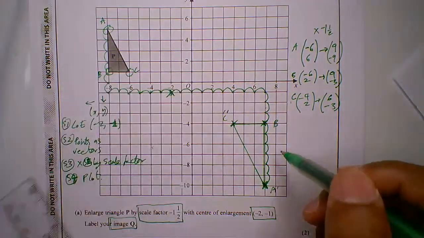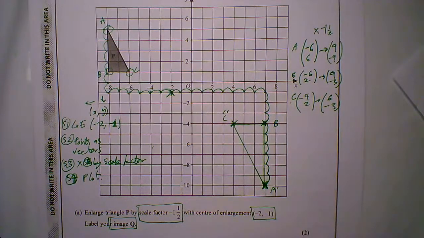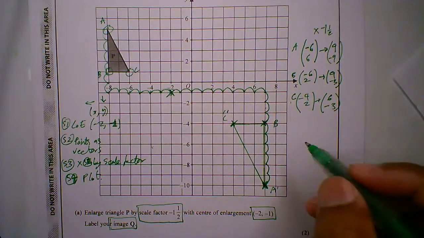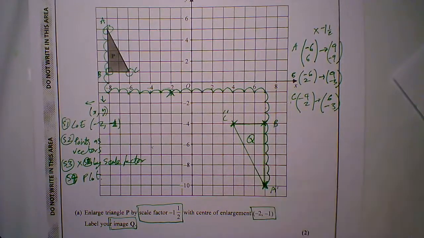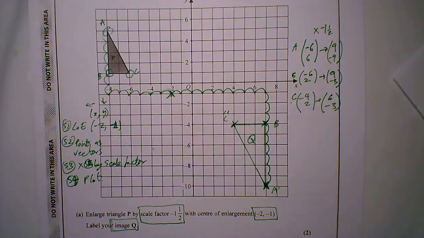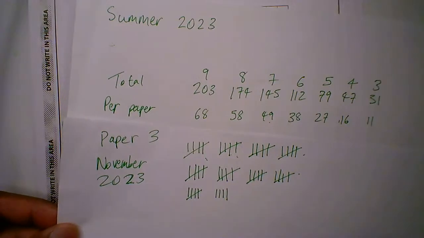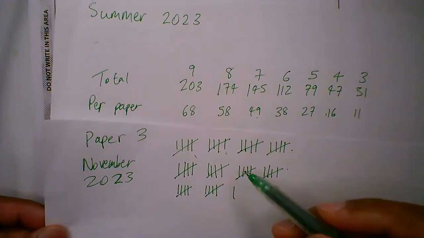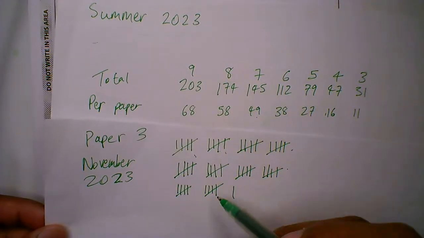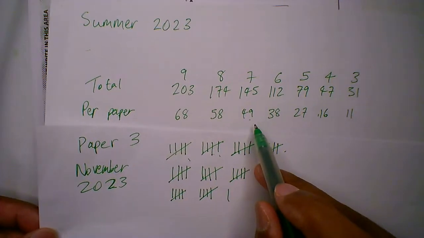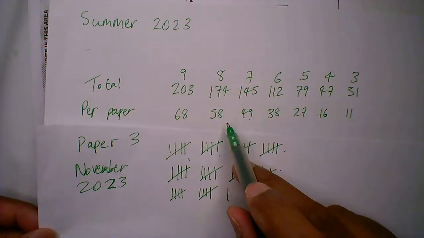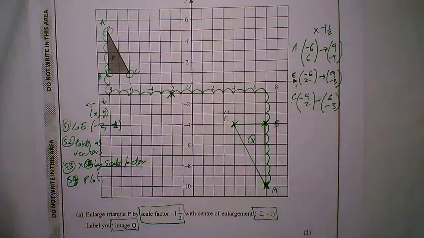And then remember what the question said: label your image Q. So this is Q. This is worth 2 marks, so let's add that to our tally. 1, 2. So we are now on 20, 45, 51. We have banked our grade 7. 7 more marks to get to a grade 8. So well done if you are here.